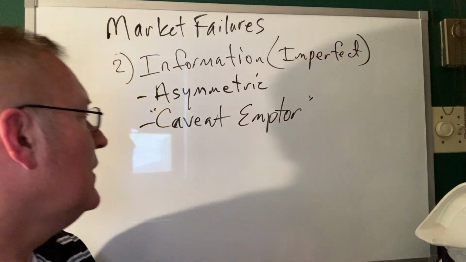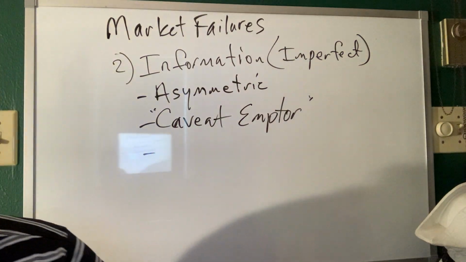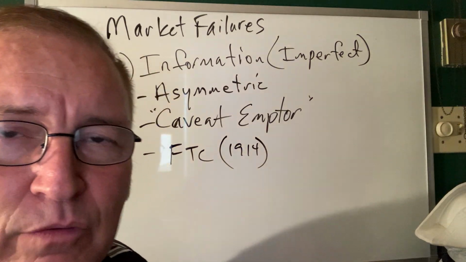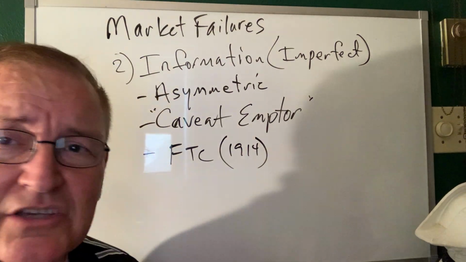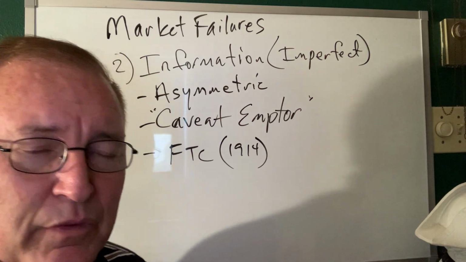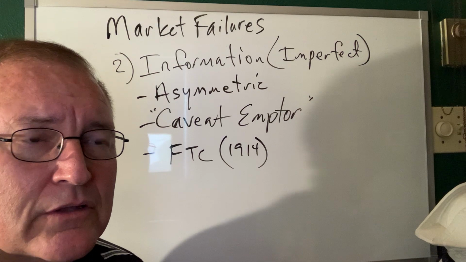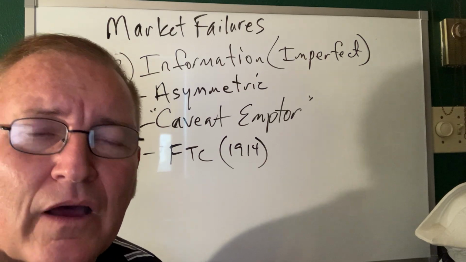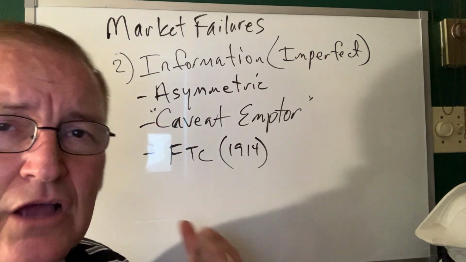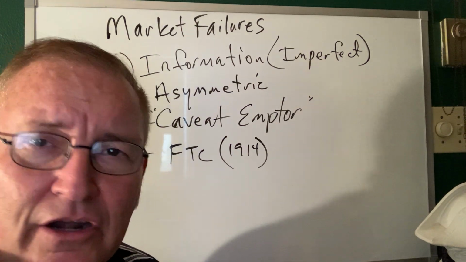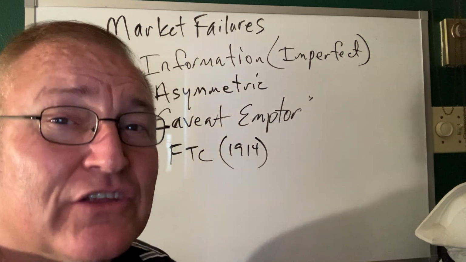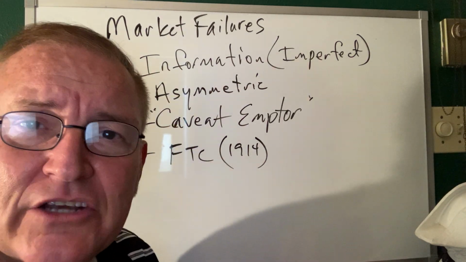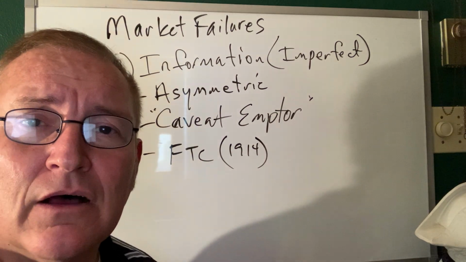So, caveat emptor. There have been times when the U.S. government has gotten involved, and the Federal Trade Commission in 1914 is a good example, in this case for truth in advertising. Truth in advertising has been a law for over 100 years, but even today that doesn't prevent crazy, absurd claims made by some manufacturers. To a certain degree, caveat emptor is still in place. If you hear an advertiser say something that's too good to be true, it probably is. So again, imperfect information is another source of market failures.